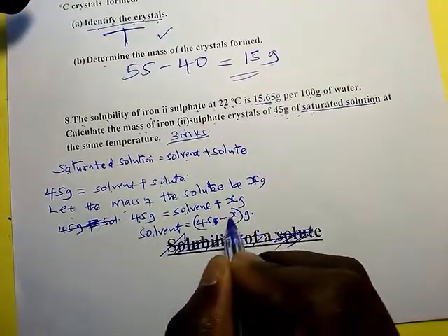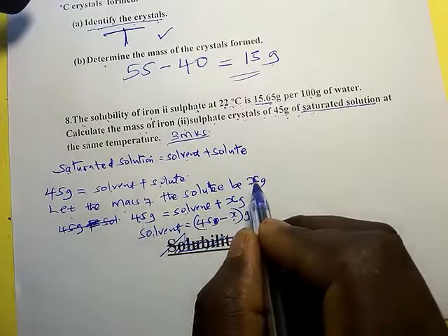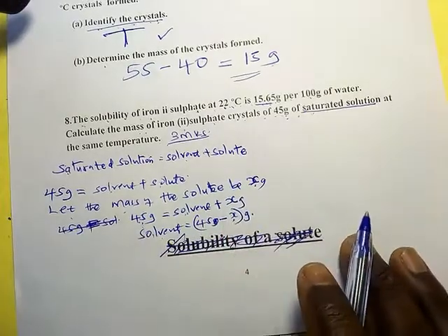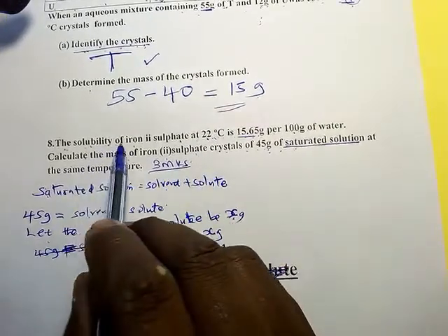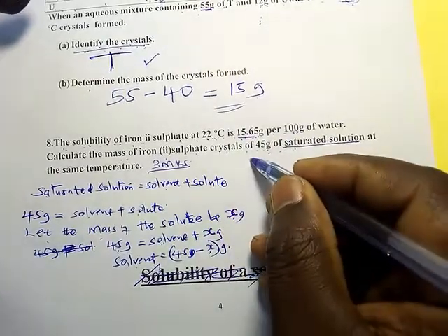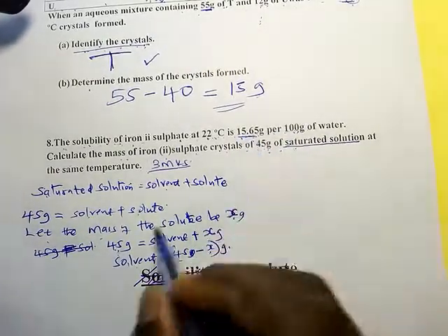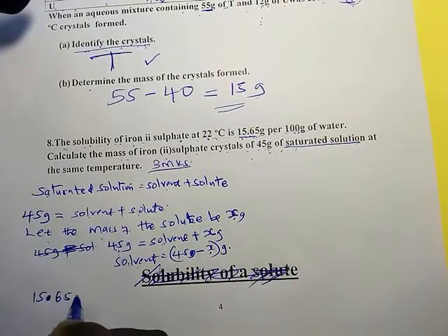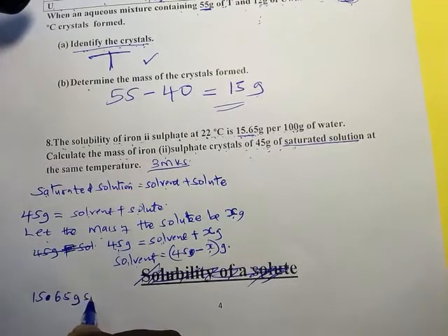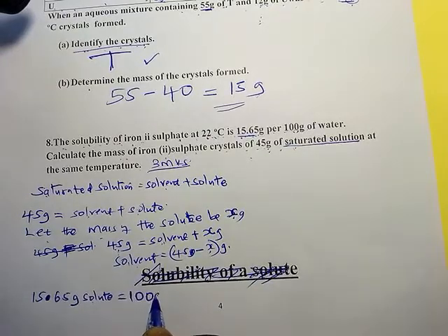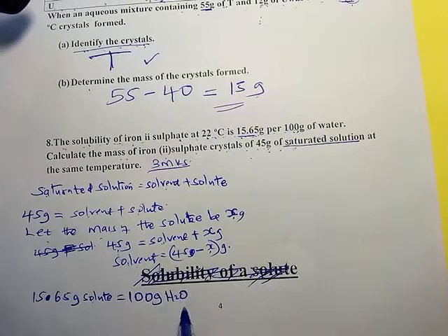Now we have the mass of the solvent, the mass of the solute, and the mass of the solution. But we know here that the solubility is 15 grams per 100 grams of water. So we know that 15.65 grams of the solute was required to dissolve in 100 grams of water to form a saturated solution.